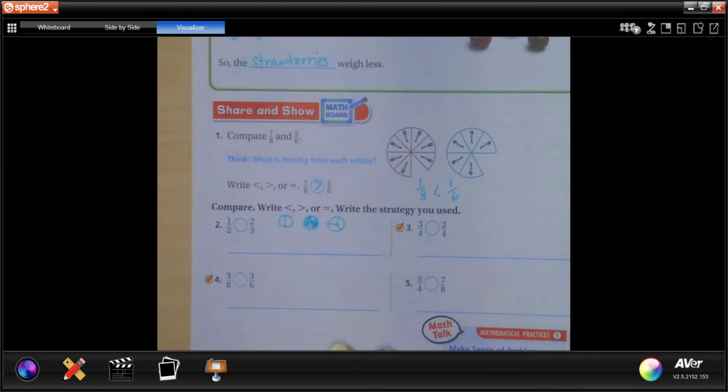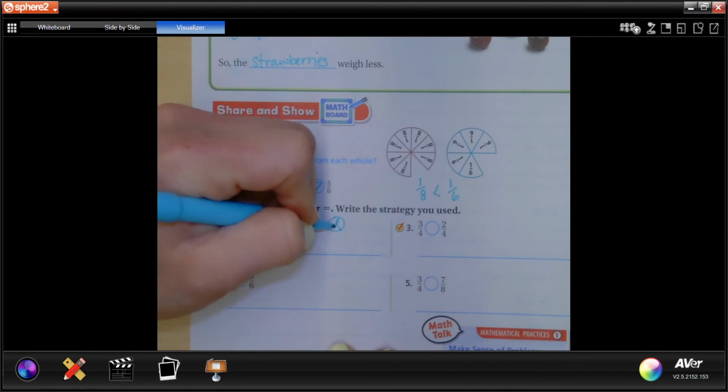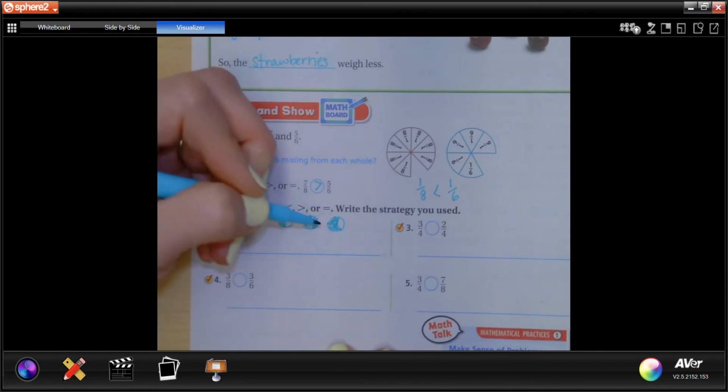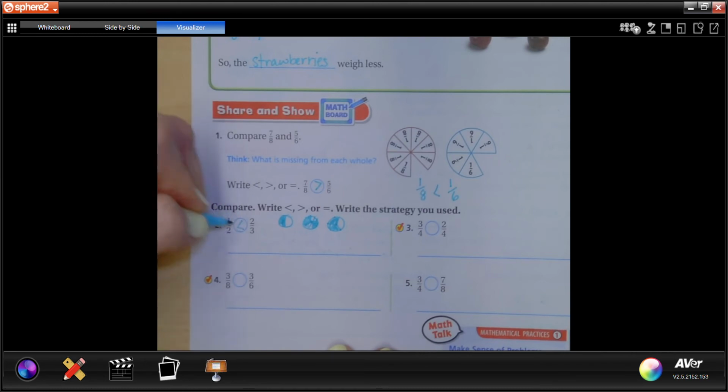There. Okay, so we have 1/2, and we have 2/3. Which one's bigger? Which one has more shaded? 2/3, right? Okay, so 2/3 is bigger. And what did we use to find that? The strategy we used was missing pieces.